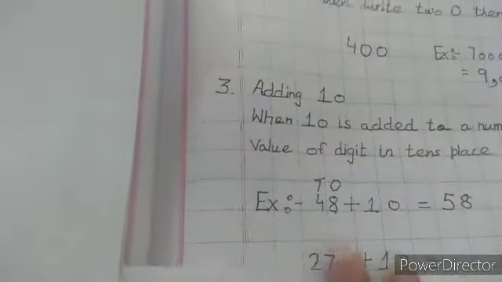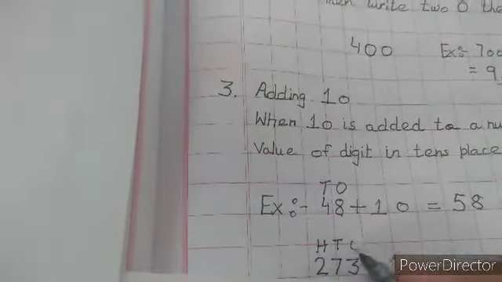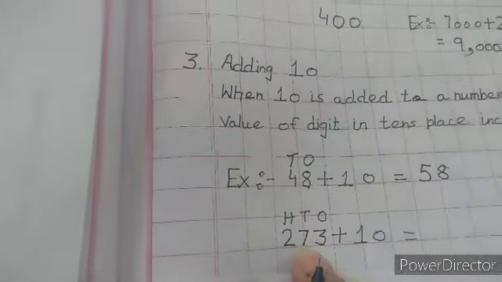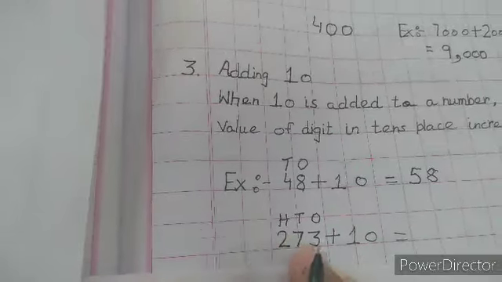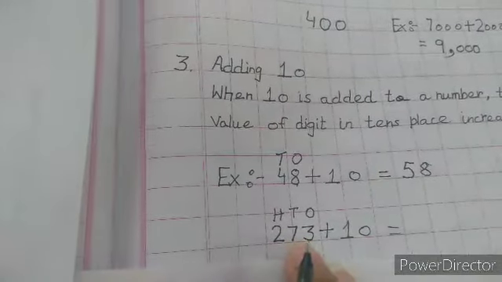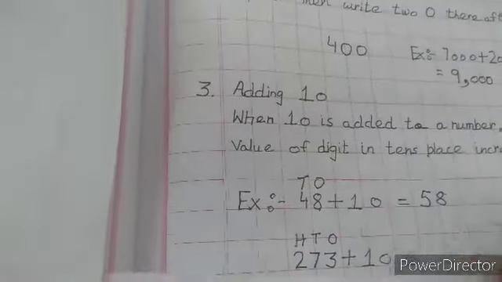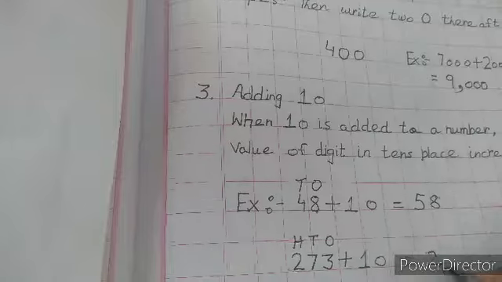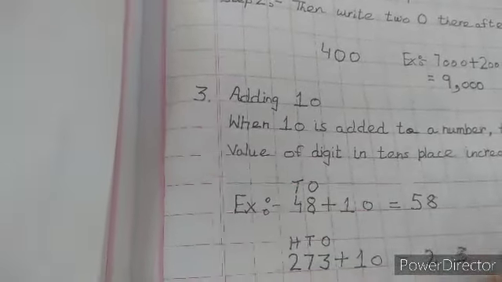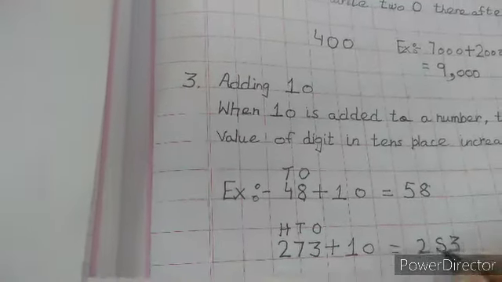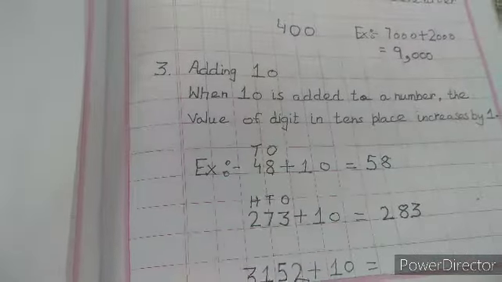Next is 273 plus 10. We will put this into place value: hundreds, tens and ones. What is the digit in the tens place? It's 7. So we have to increase it by 1. After 7, what comes? If we increase by 1, it comes 8. The rest of the digits, 2 and 3, will remain the same. So this becomes 283.